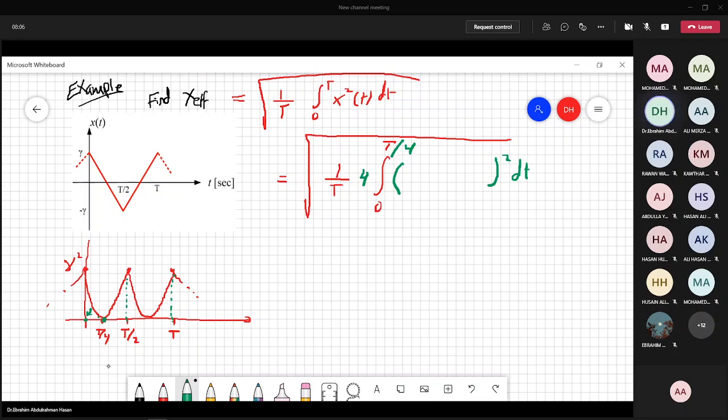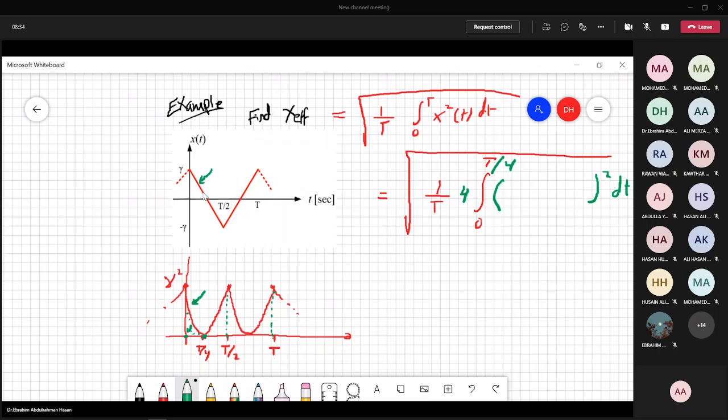I'm integrating from 0 to T over 4, which means this area. So I need the equation for this line, for this curve. Whatever I get as the equation for this line, I need to square it here. The general equation of this line, and how to find it.